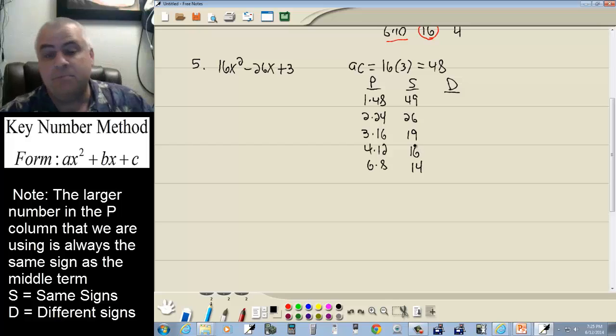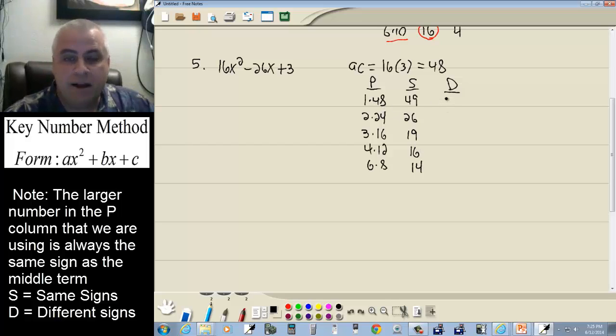The difference column, we'll subtract the smaller from the larger. 48 minus 1 is 47, 24 minus 2 is 22, 16 minus 3 is 13, 12 minus 4 is 8, 8 minus 6 is 2.